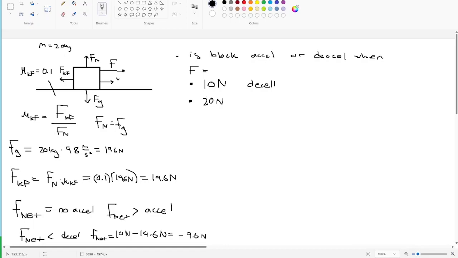So if we're applying 20 newtons of force, the kinetic friction will stay the same. And since it's 19.6, the net force in this case is going to be equal to 20 newtons minus 19.6, which is going to be 0.4 newtons. So it's going to accelerate in this case.